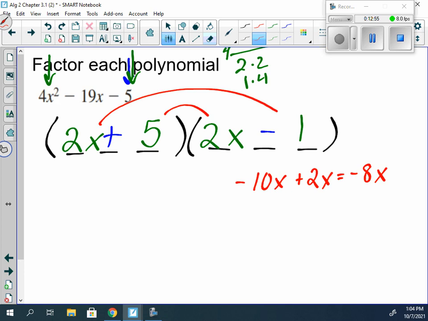Well, 2x times negative 1 is negative 2x. 5 times 2x is plus 10x. And that gives me a positive 8x. Well, that was almost like we just switched the signs, isn't it? Well, it works out that way because we have 2x and 2x. So really, we just changed the sign in front of 1 and 5. It really didn't change anything else.